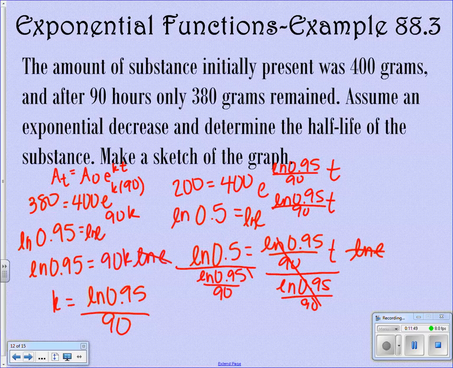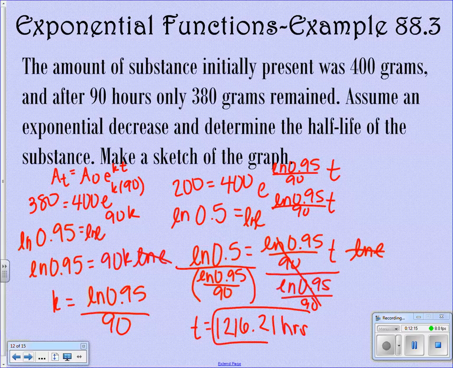So again, you're going to need to put big parentheses around that whenever you plug it into your calculator. So you have ln of 0.5 divided by the ln of 0.95 over 90. And so you should get 1,216.21, and it was hours, so that's our units there.